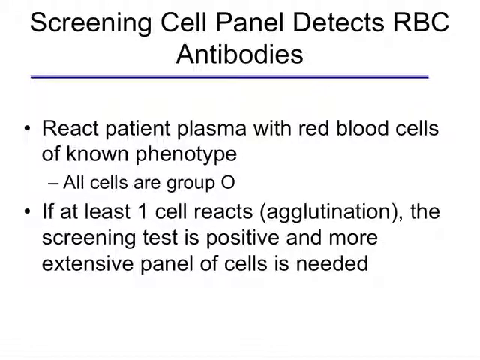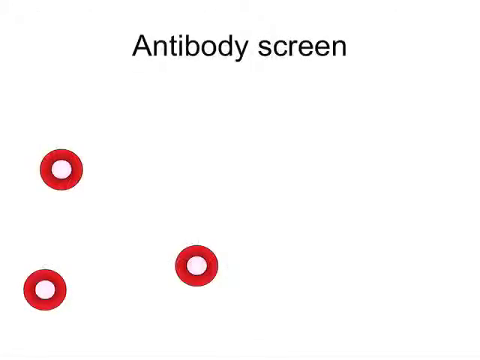So the test involves reacting patient plasma with red blood cells of a known phenotype. All the cells in this panel are group O, so that anti-A and anti-B do not interfere. And if at least one cell in this panel, which is usually 2 or 3 cells, reacts, and the readout is agglutination, the screening test is positive and a more extensive panel of cells is needed.